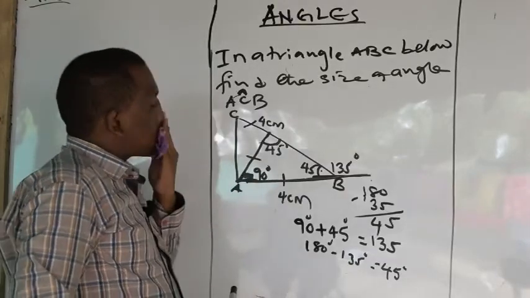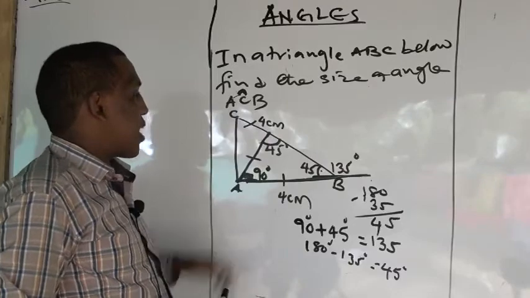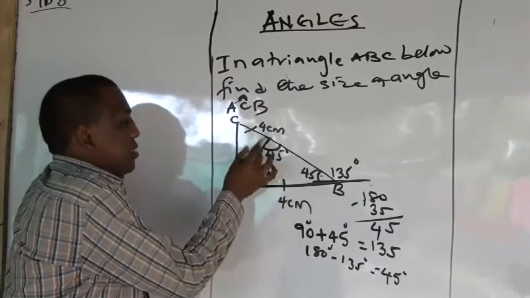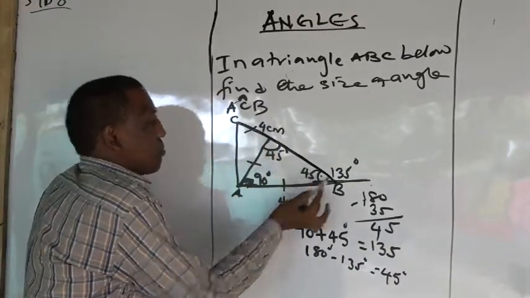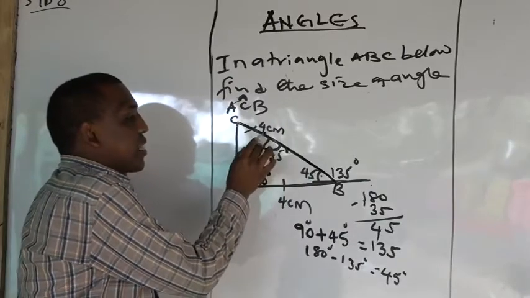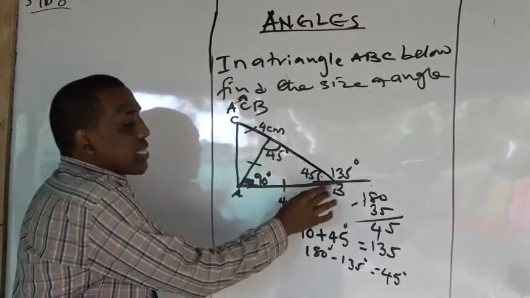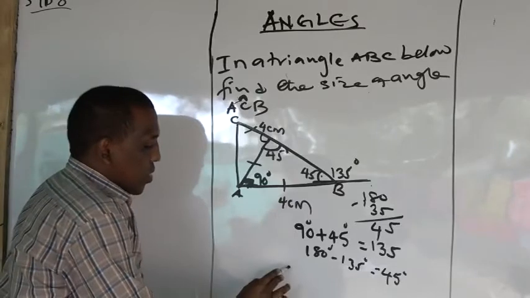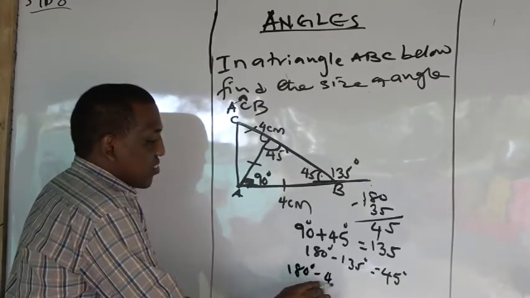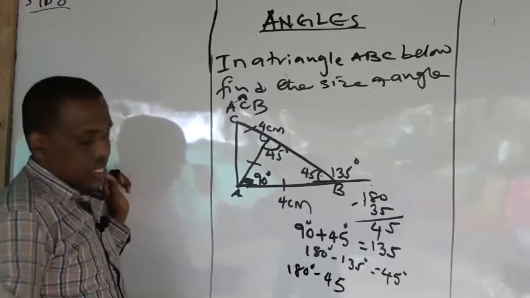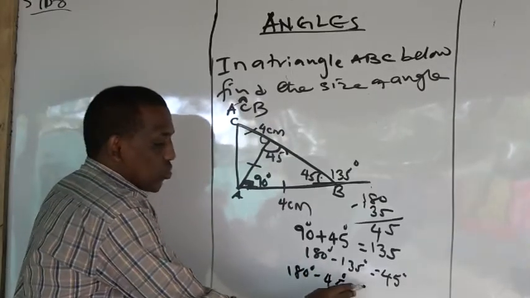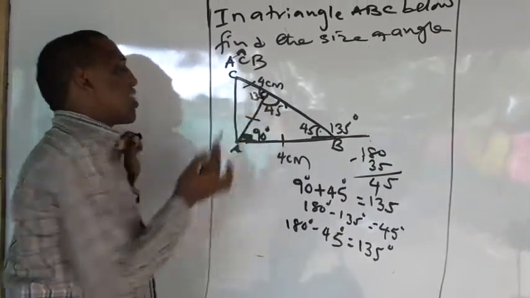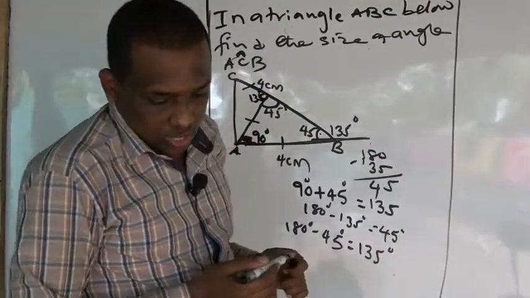So now, what they want is C. How do we get angle C? To get angle C is very easy. Remember, this is a straight line also. So if this is a straight line, it adds up to 180 degrees. If a straight line has 180 degrees, and here I have 45, how do I get there? You say 180 degrees minus 45 degrees. After subtracting that, you will get 135 degrees. So here is 135 degrees.